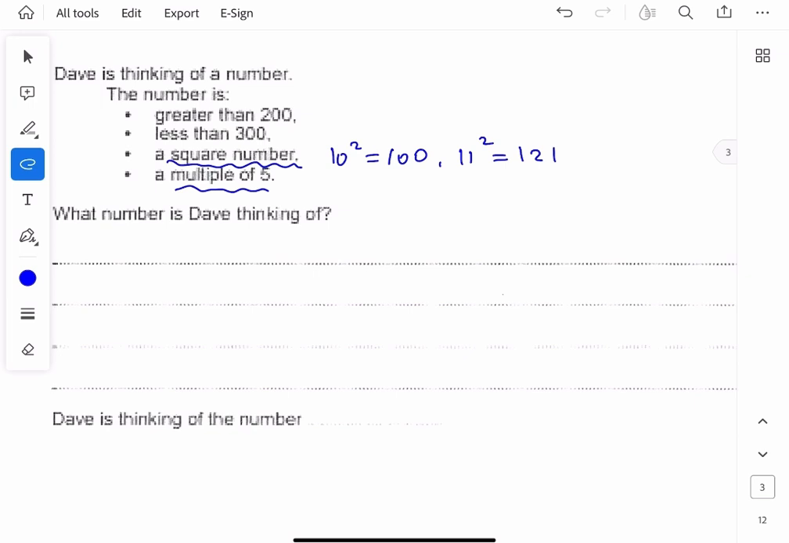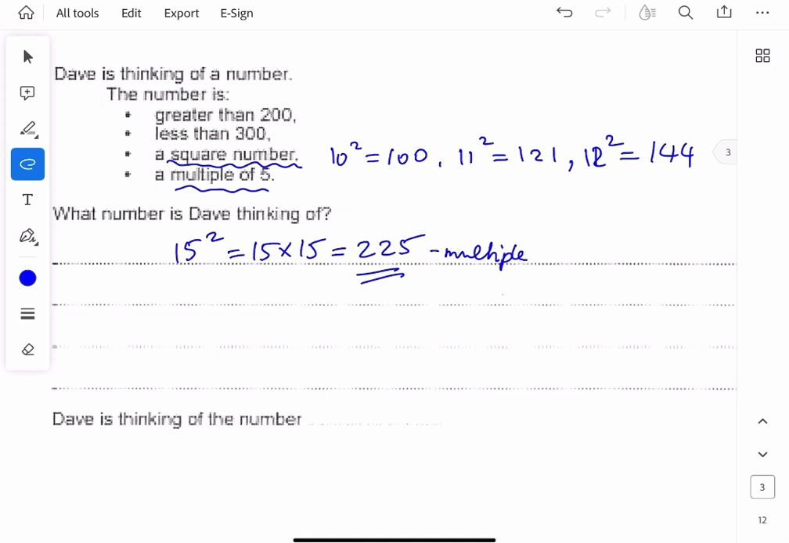Let's start with a bigger one. 10 squared is 100, 11 squared is 121, 12 squared is 144. So keep going. It's better if you know this by heart. So you will come to this number 15, because 15 squared will give you 225, which is a number between 200 and 300, and is also a multiple of 5.